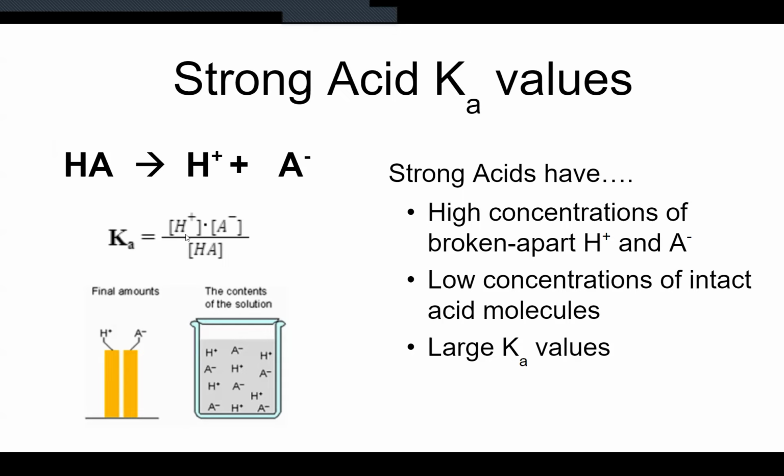Why? Well, students, consider how we calculate K. If in the solution there's nothing but H+ and A-, let's say it's 1 molar concentration of H+ and 1 molar concentration of A-, and we divide all of that by the concentration of the intact acid, which is almost zero, maybe even zero. The smaller your denominator in a ratio, the higher the value of the ratio. That's why you're getting wicked huge Ka values.